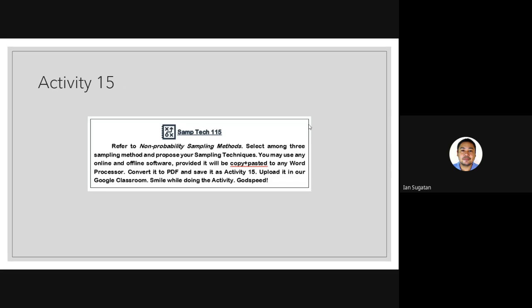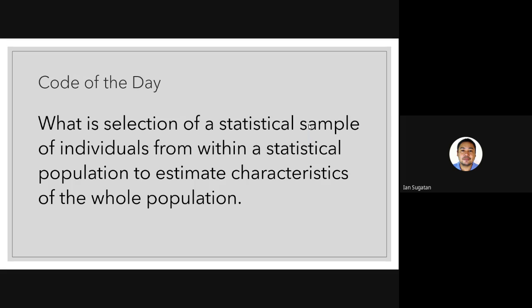Okay, so that will be your activity number 15. Now, for our code of the day, guys, please take note. What is the selection of a statistical sample of individuals from within a statistical population to estimate characteristics of the whole population? So I think the code of the day is the title of our topic for this evening. Okay? So, ad astra per sapientia, guys, to the stars through knowledge.